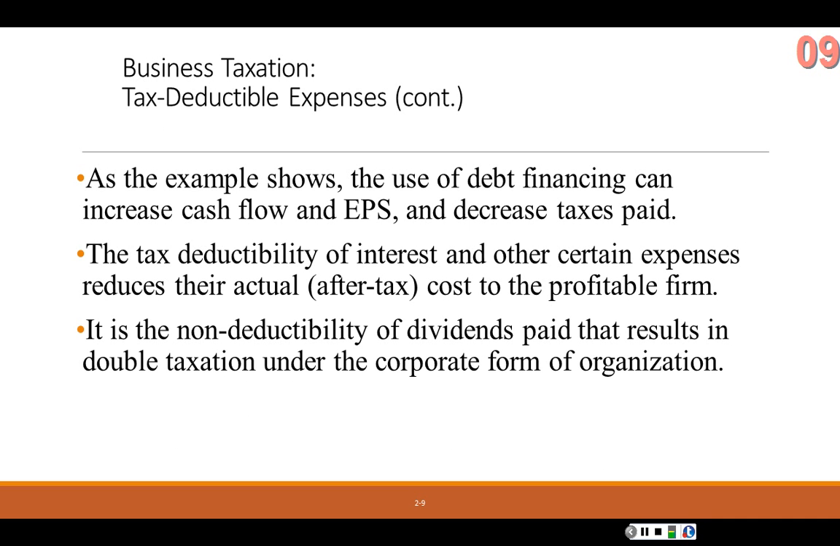So the use of debt financing can increase cash flow and earnings per share and decrease the amount of taxes paid. So the tax deductibility of interest and other certain expenses reduces the actual after-tax cost to a profitable firm.